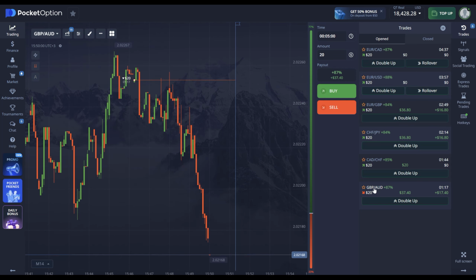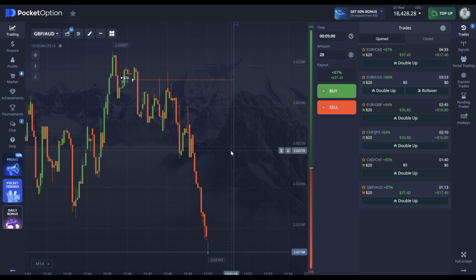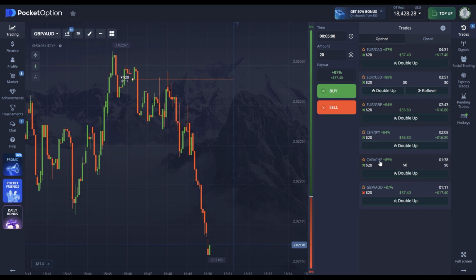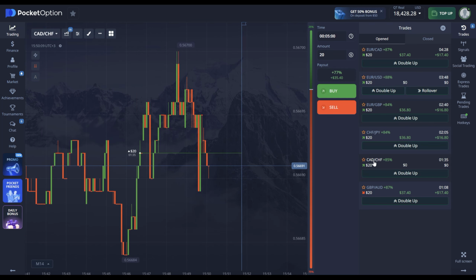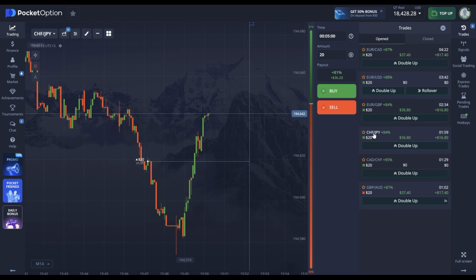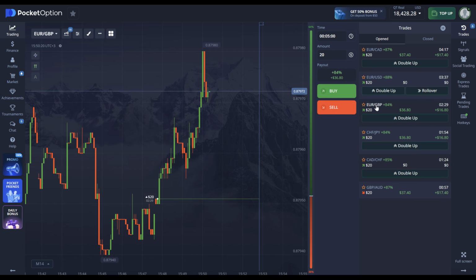British pound, Australian dollar, confident entry point. We entered almost at the very top. The price is falling, and in a minute the trade will close in profit. Canadian dollar, Swiss franc, so far it's unclear. The price is near the entry point. Swiss franc, yen, the price is rising. Euro, British pound, the price is also rising steadily.